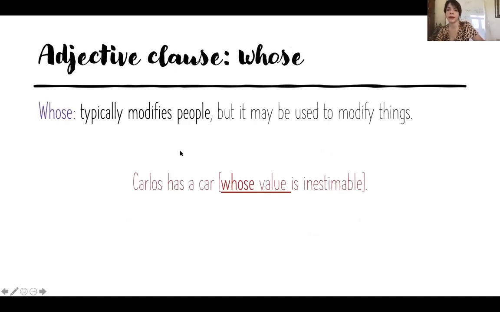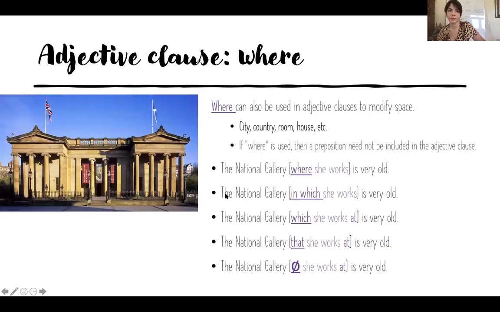Whose typically modifies people, but as we saw in our previous example, it can also be used to modify things. So you can say, for instance, Carlos has a car whose value is inestimable, so the value of the car, rather than Carlos, is inestimable. So here we're using whose value to talk about a thing, but it's less common.